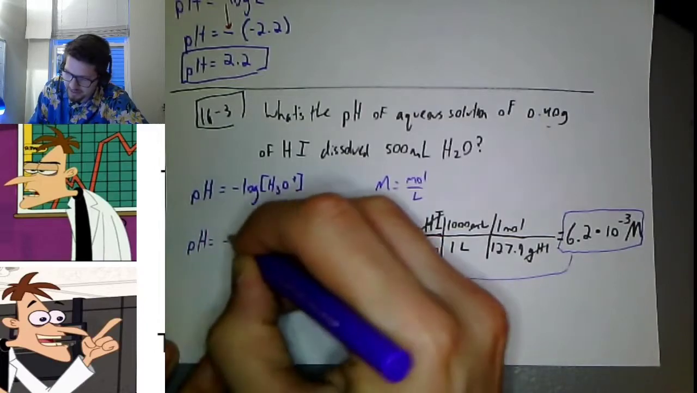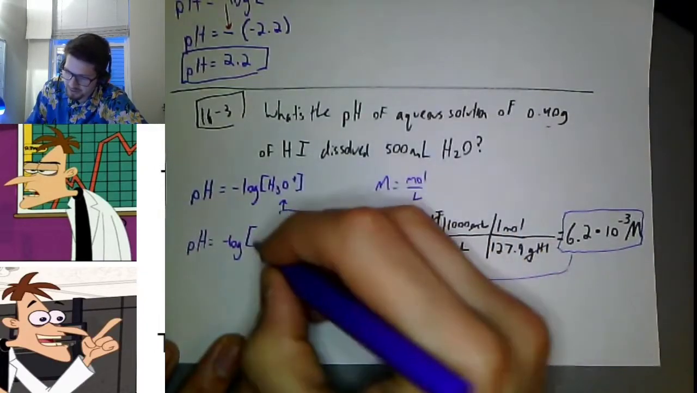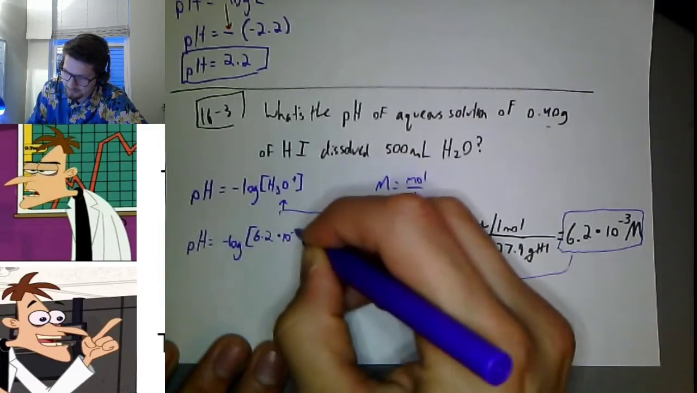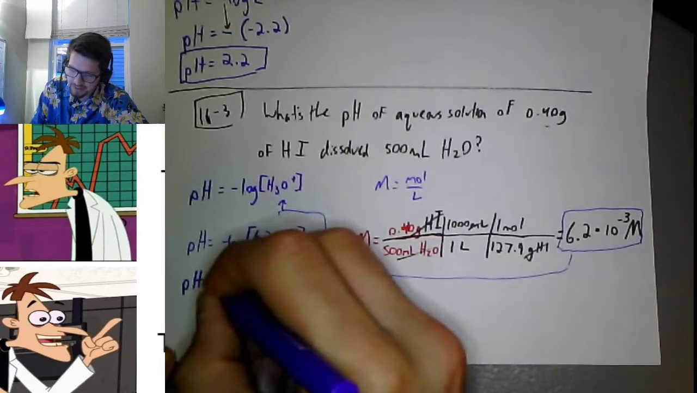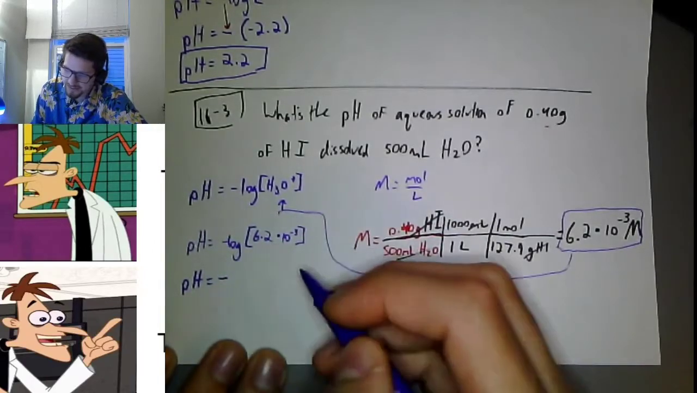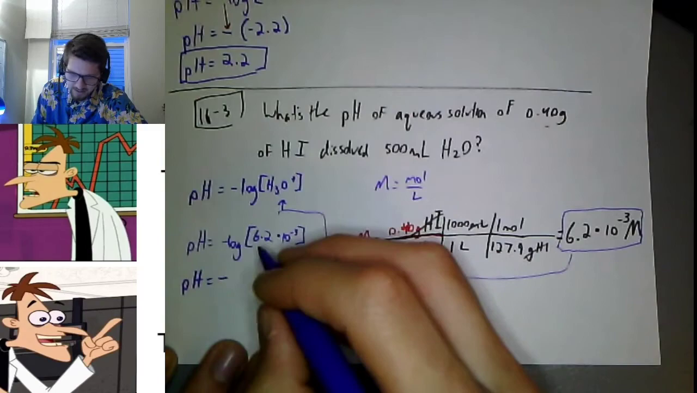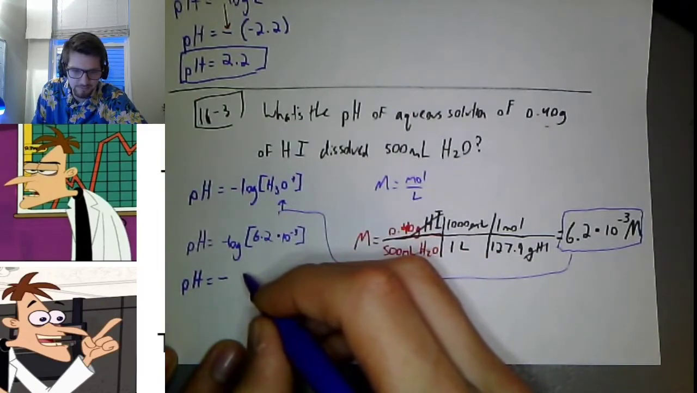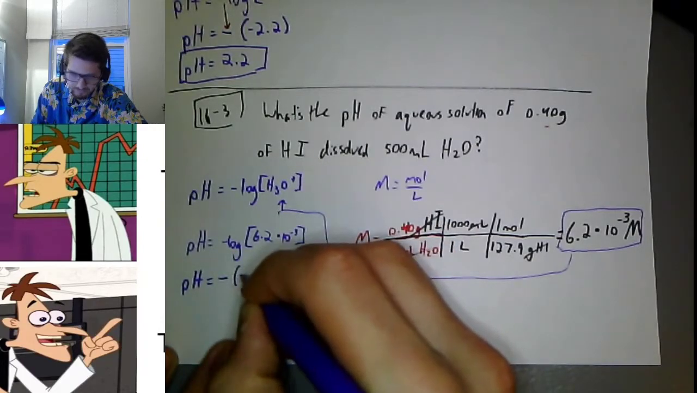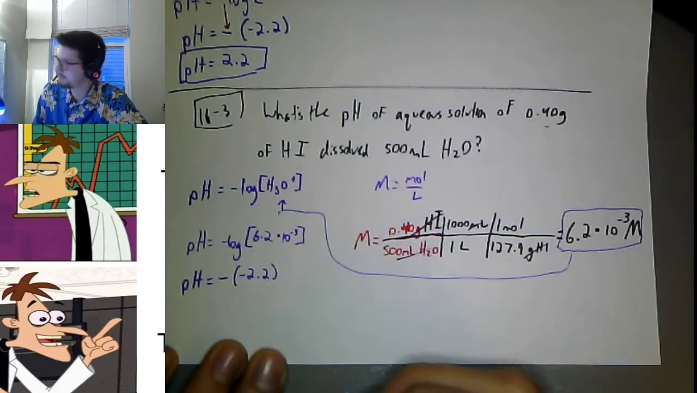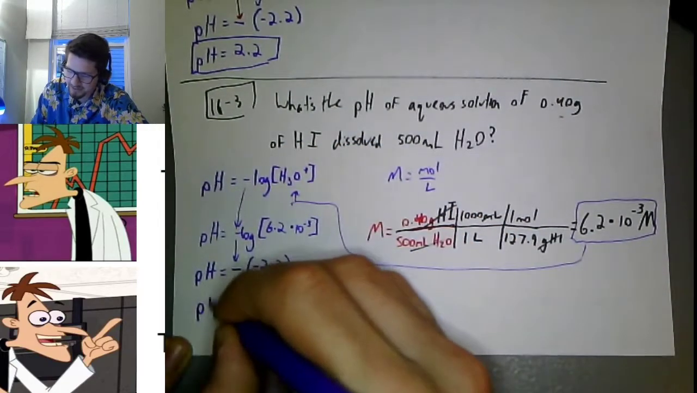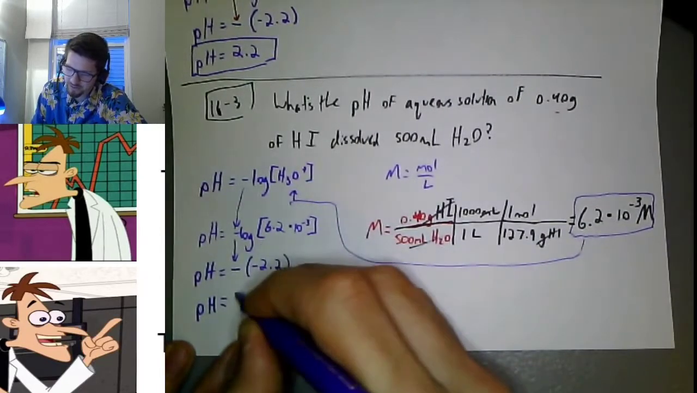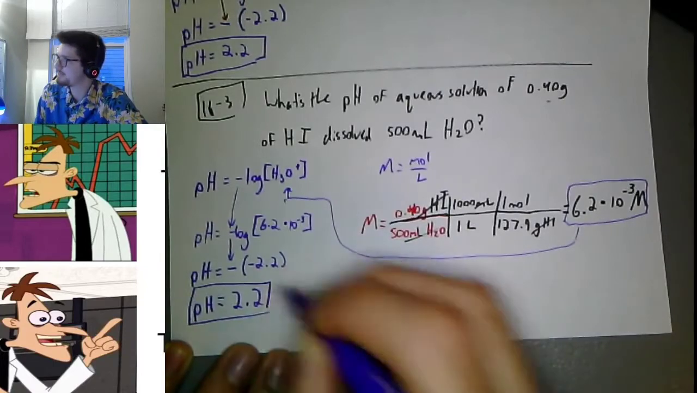My pH equals negative log of 6.2 times 10 to the negative third. Fantastic. Now when I type this into the calculator, the log of 6.2 times 10 to the negative third gives me negative 2.2. No, wait. Yeah, gives me negative 2.2. And like I said, I'm just carrying this negative down to the bottom. I'm not even putting the negative in the calculator because I don't want to deal with that. Negative negative 2.2 gives me positive 2.2. That is the pH of my solution.